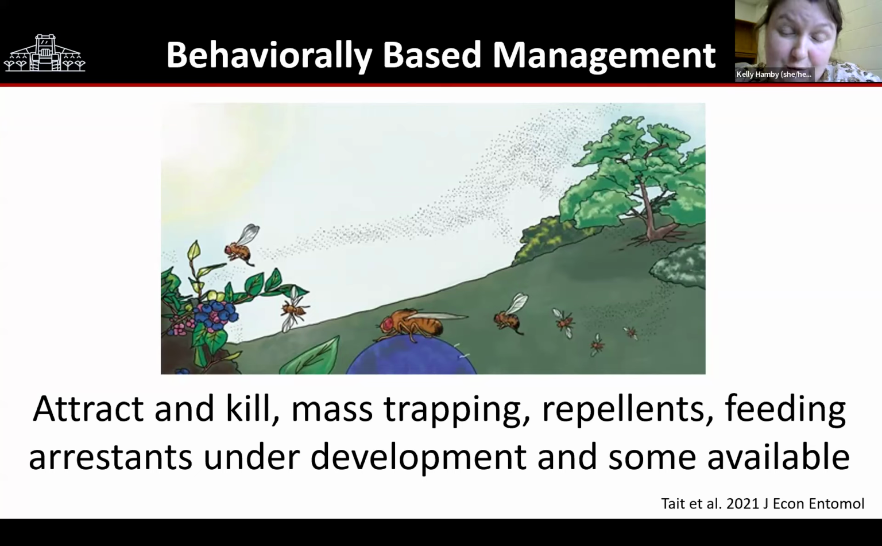And so it seems like it is working quite well in blueberries, but it's not going to work as well in things like caneberries that they're really attracted to. And again, it can also break down if the populations are very high, or if there's not a lot of other resources in the environment for them to move away from. But there has been research into some of these alternative strategies as well.